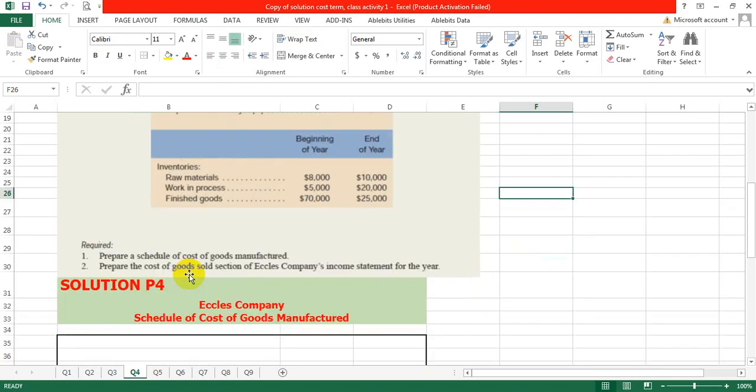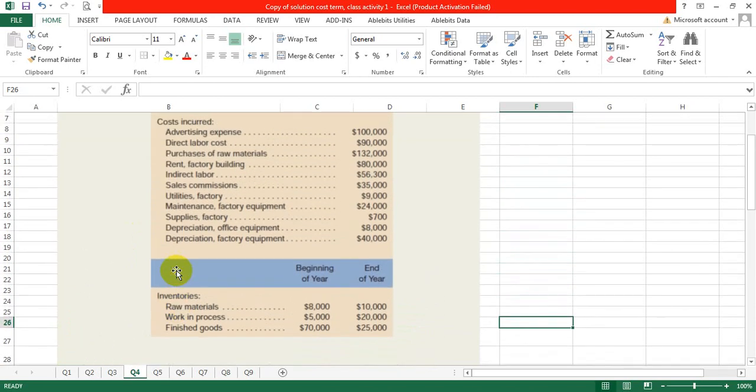What is the requirement of the question? Prepare a schedule of cost of goods manufactured and prepare the cost of goods sold section of Eccles income statement for the year. Cost of goods sold statement बनाना है और कॉस्ट ऑफ गुड्स मैन्युफैक्चर्ड स्टेटमेंट बनाना है. सबसे पहले हम बनाएंगे कॉस्ट ऑफ गुड्स मैन्युफैक्चर्ड स्टेटमेंट और इनकम स्टेटमेंट में कॉस्ट ऑफ गुड्स सोल्ड का जो सेक्शन होता है हमें वो प्रिपेयर करना है.